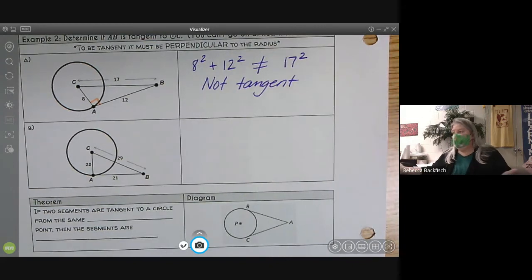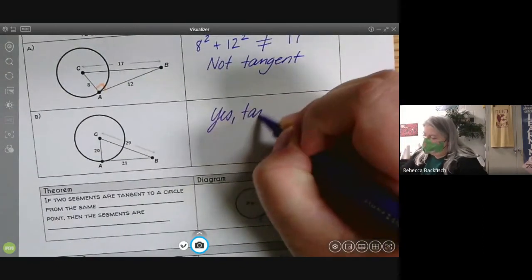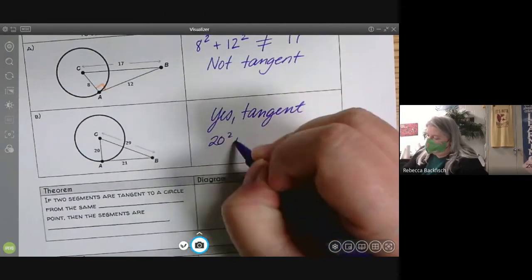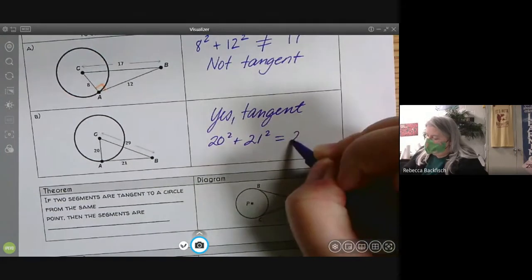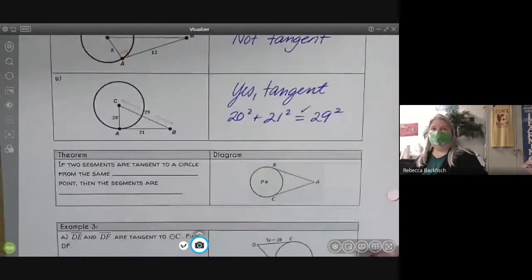Okay, so is the second one yes or no? Yes. Okay. I would say yes, it's a tangent. And I would show that my reasoning is because 20 squared plus 21 squared is equal to 29 squared. You can put a little check mark to show you checked it, or not.